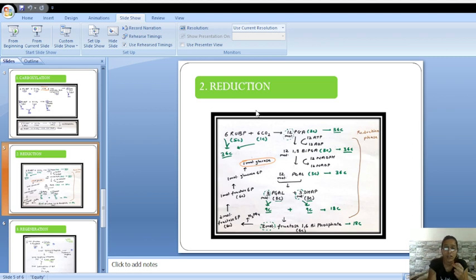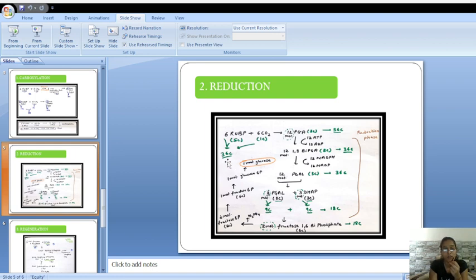So now, the way we'll study the cycle is using 6 molecules. I'll tell you why. You might have read the cycle using 3 molecules of RuBP, or 1 molecule of RuBP. We'll study the cycle using 6 molecules of RuBP. So if I'm taking 6 molecules of RuBP here and 6 molecules of CO2, definitely I'm getting twice the number of PGA. So I'll be getting 12 molecules of PGA, right?